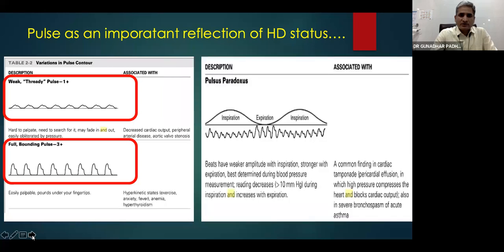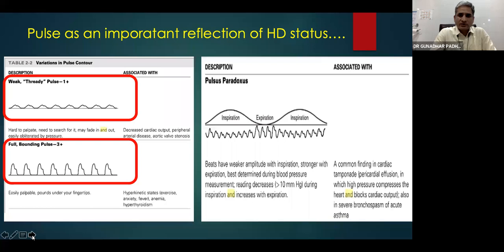There is something called pulsus paradoxus, which also plays a very important role in hemodynamic monitoring. Like most of the times during inspiration, the pulse volume goes down, and during expiration, the pulse volume goes up. This is the characteristic pulse, which is basically the early sign of pulsus paradoxus. But the more important thing is when we measure the blood pressure in such patients, if there is an inspiratory and expiratory variation of blood pressure of more than 10 millimeters during inspiration and expiration, this is called pulsus paradoxus.